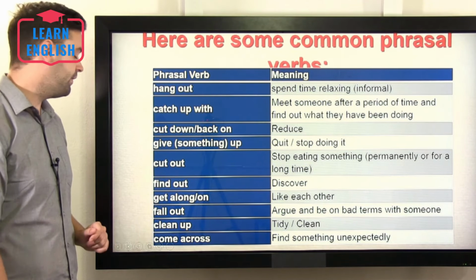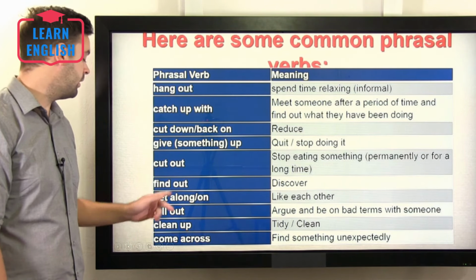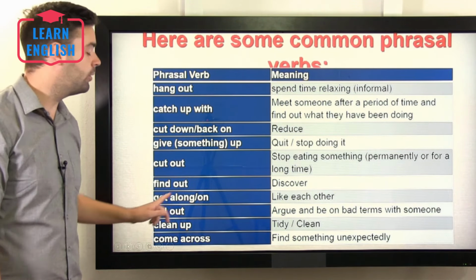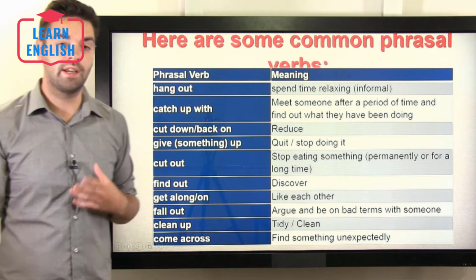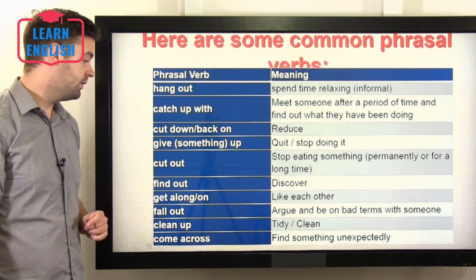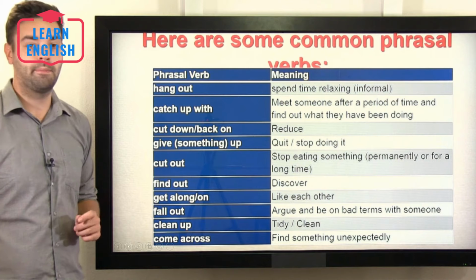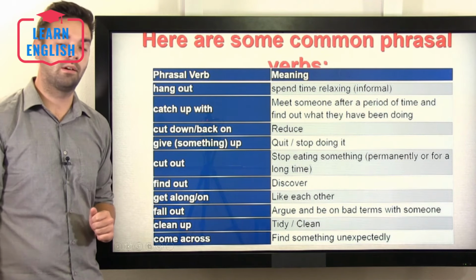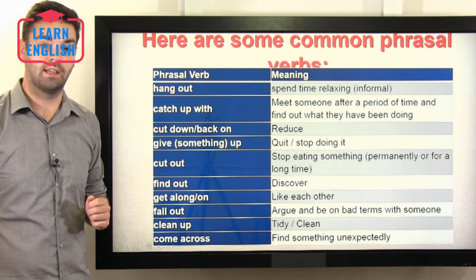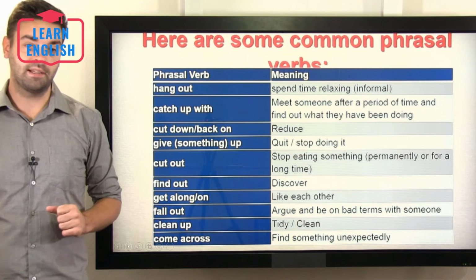Find out. To find out means to discover. Get along or get on. This means to like someone else or like each other. Fall out. Fall out means to basically argue with someone or be on bad terms with someone. Not get along anymore. Clean up means to tidy or just to clean. And come across means to find something unexpectedly.